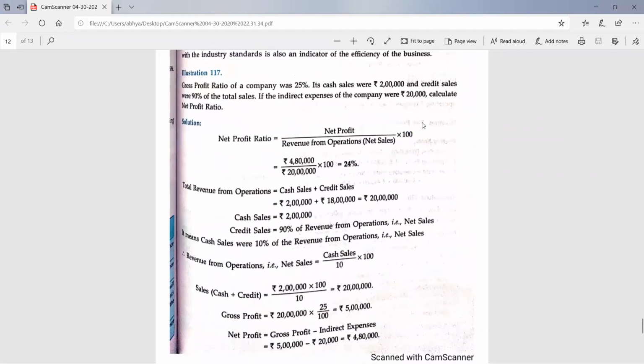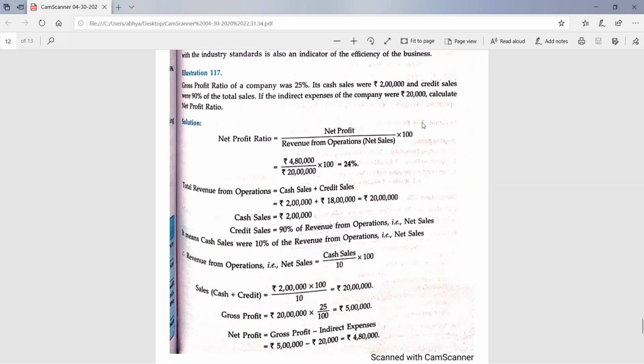So here you can see that the gross profit ratio is given as 25%. Cash sales were 2 lakh and credit sales were 90% of the total sale. And I have told you earlier that whenever only the gross profit ratio is mentioned as 25%, and it is not mentioned whether it is on sales or on cost, then we will assume that it is on sales. So 25% of sales.